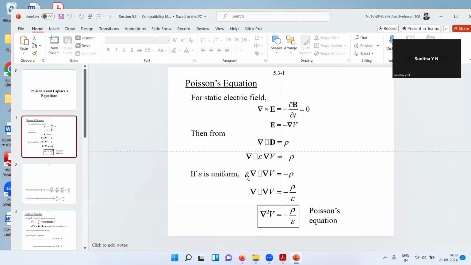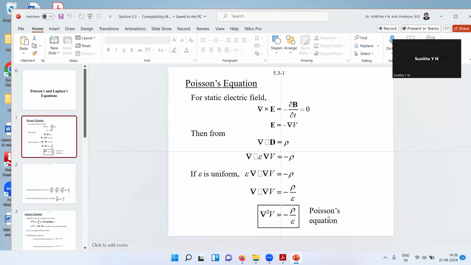Since epsilon is not changing, it's uniform, I can take it to the right-hand side. It is not affected by the dot operator, so we just take it to the right side, where it comes in the denominator. So I have the equation del dot del V is equal to minus rho by epsilon. So del square V is equal to minus rho by epsilon, which is Poisson's equation.